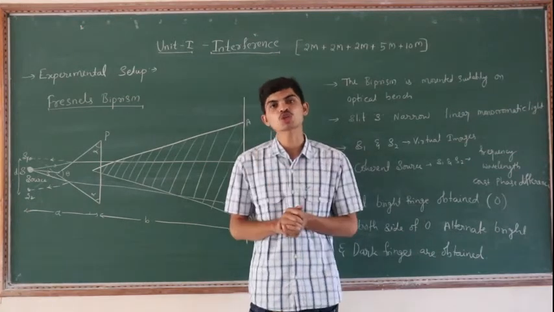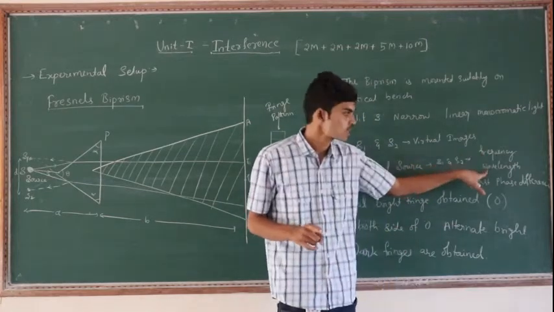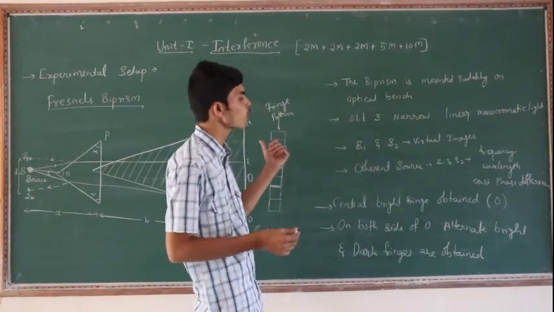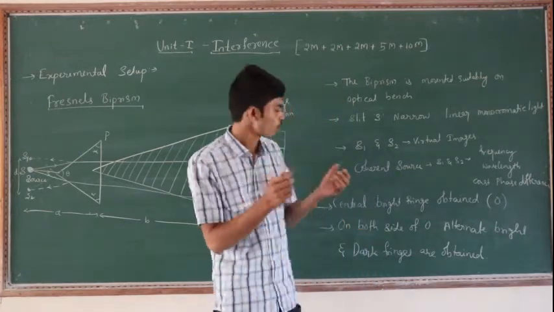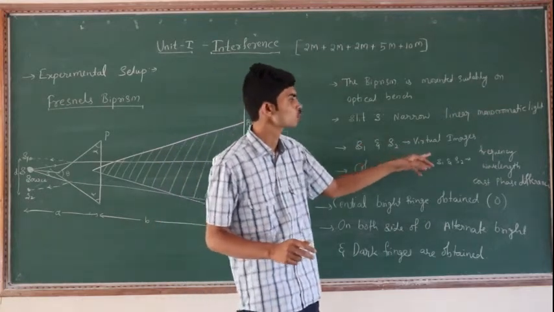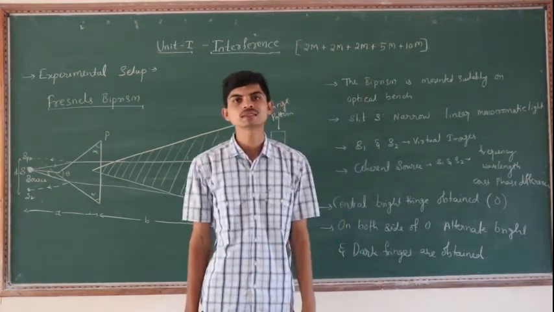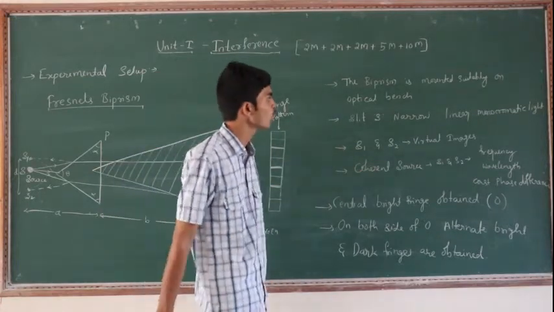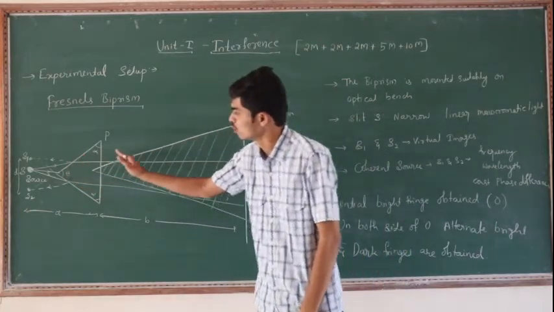But those 2 virtual images have the same frequency, same wavelength and constant phase difference. So those types of sources are called coherent sources, because from one source we got 2 virtual images. Those virtual images' frequency, wavelength as well as phase difference are constant. So those types of sources are called coherent sources.